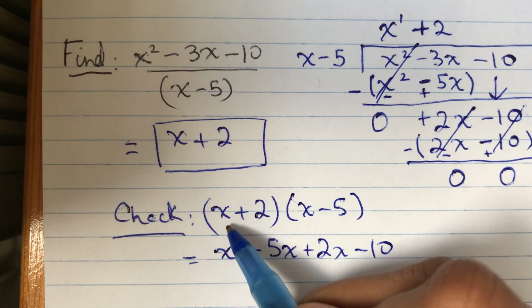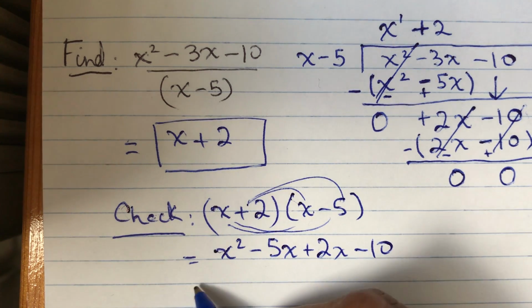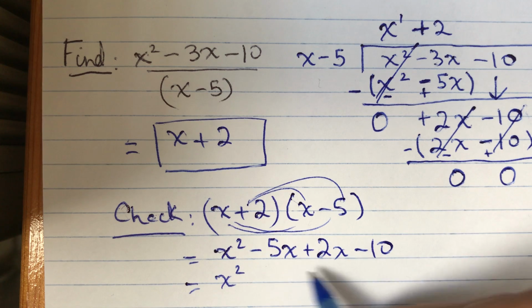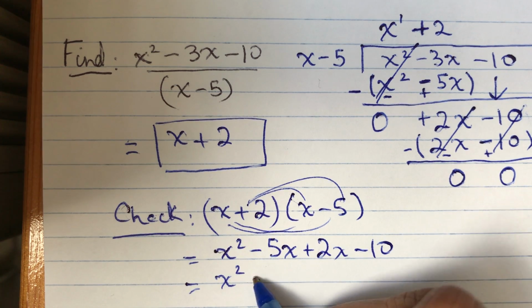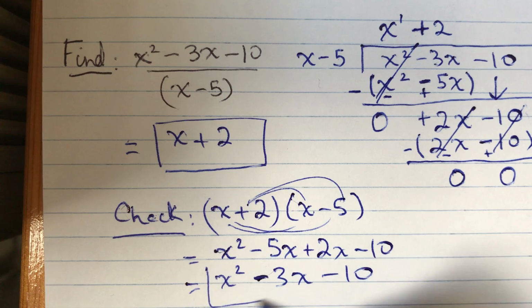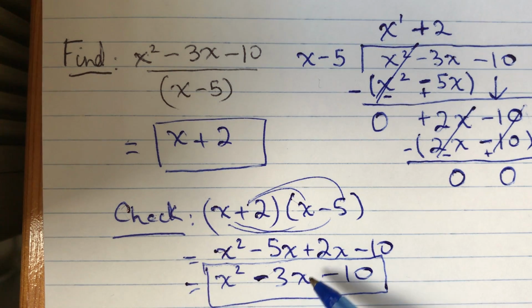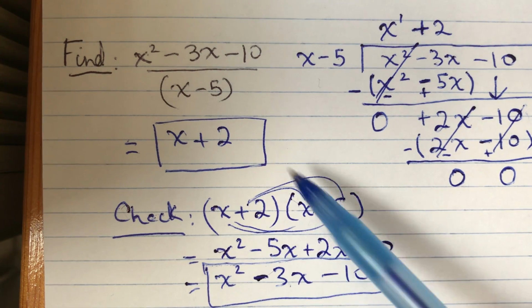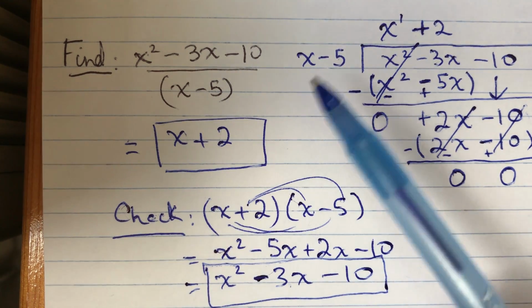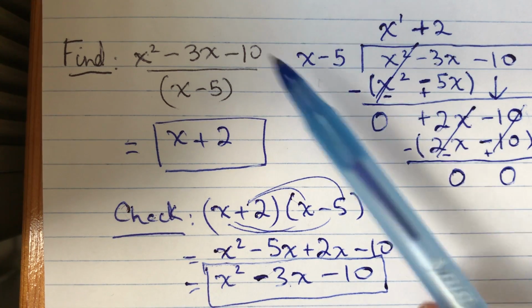All I did was I did the FOIL, right? Okay, next up, combine like terms. x squared, negative 5x plus 2x is a negative 3x, and then minus 10. And so I do get my dividend when I multiply the quotient times the divisor. So it's really finding the other factor for your result.